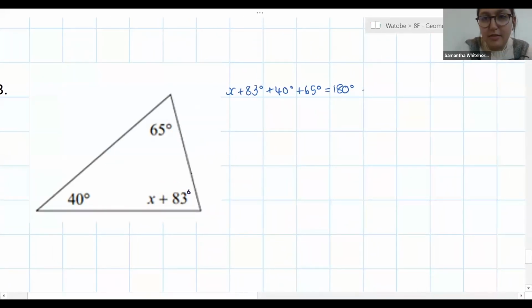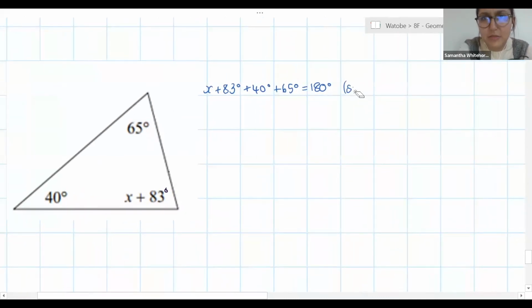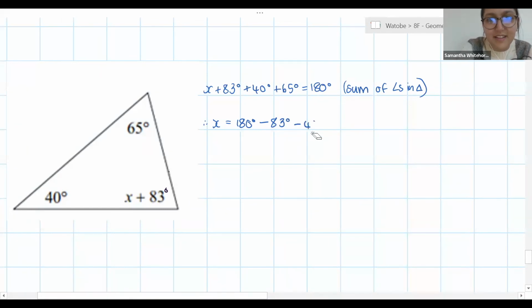Sorry, I lost my pen and then I panicked. Right, I'm catching up. Sum of angles in a triangle. Okay, so we use our inverse operations to solve for x. And so exactly, guys, in this case, x is negative 8.